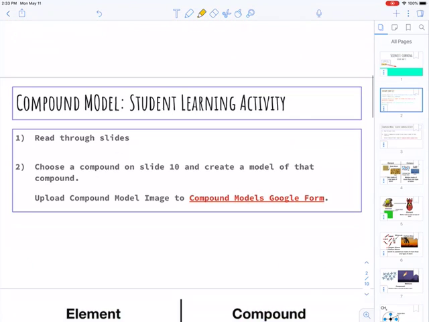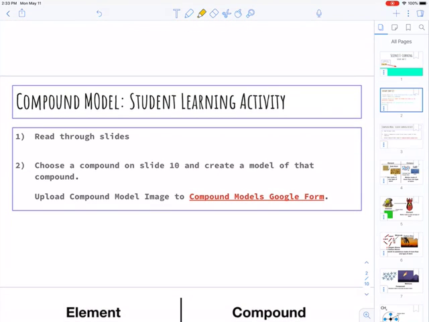Go ahead, and on the next slide, you are going to see a brief description of what you need to do today. One, make sure you read through the slides and then choose a compound on slide 10 and create a model of that compound. When you are done, take a picture of your compound model and insert it into this Google form that you can click on the link here.